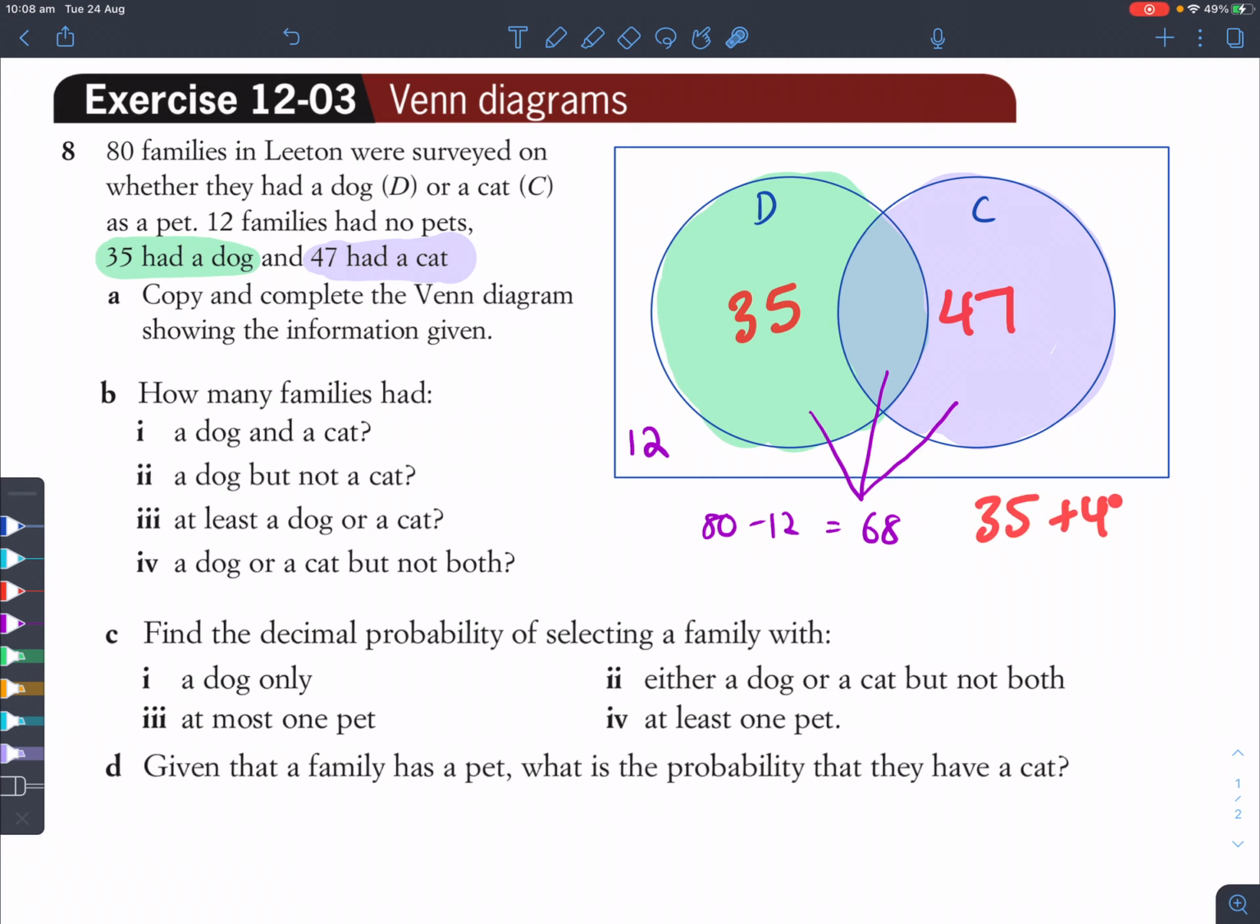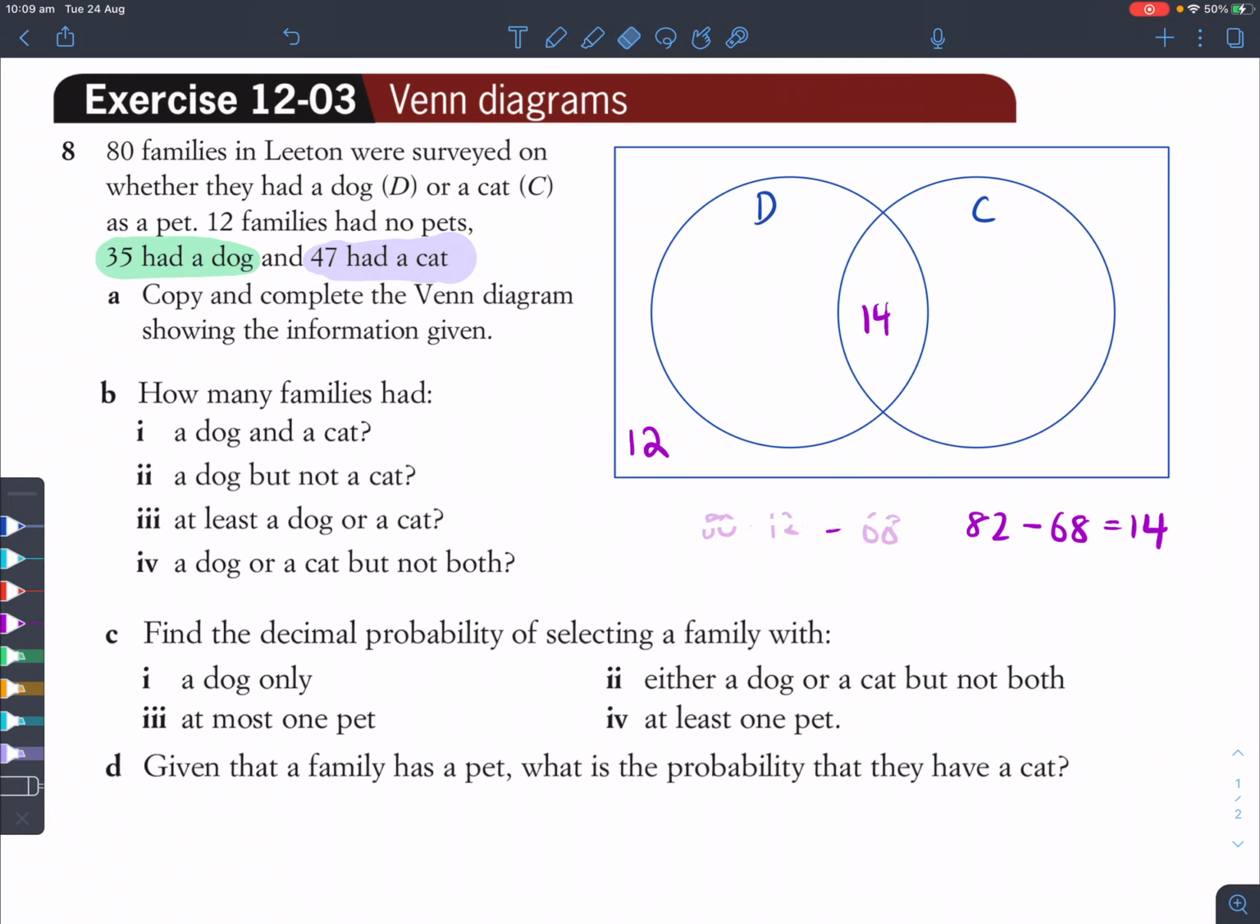35 plus 47 is equal to 82, okay? So remember, I've overcounted by this amount here. And the number that I should get in total, if I count everything just once, is 68 families. So have a look at the difference between 82 and 68. If I get 82 minus 68, I will get 14, and that resembles this part of the Venn diagram. So I'm going to rub that out, and I'll put 14 there. And once I have that 14 there, well, now I can complete the rest.